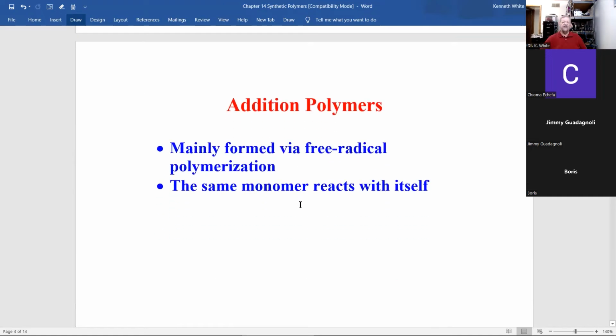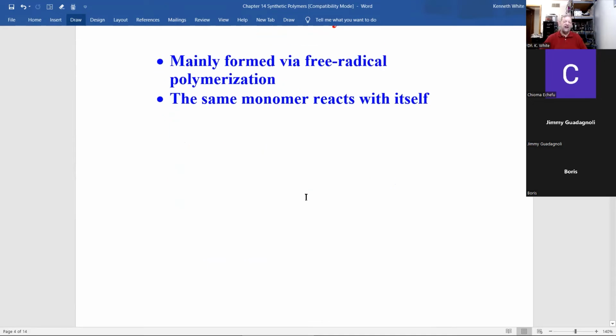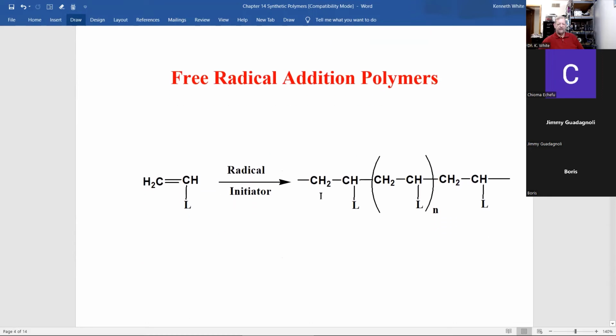Now, I just wanted to quickly say addition polymers are made by a reaction which I haven't talked about, called free radical polymerization. And a radical is a very, very, very reactive species. And this is where the same monomer reacts with itself. In free radical polymerization, you have what's called a radical initiator. You form a radical, sometimes they do it like this. This attacks the double bond to form a new radical, and it keeps on attacking more of this same molecule.